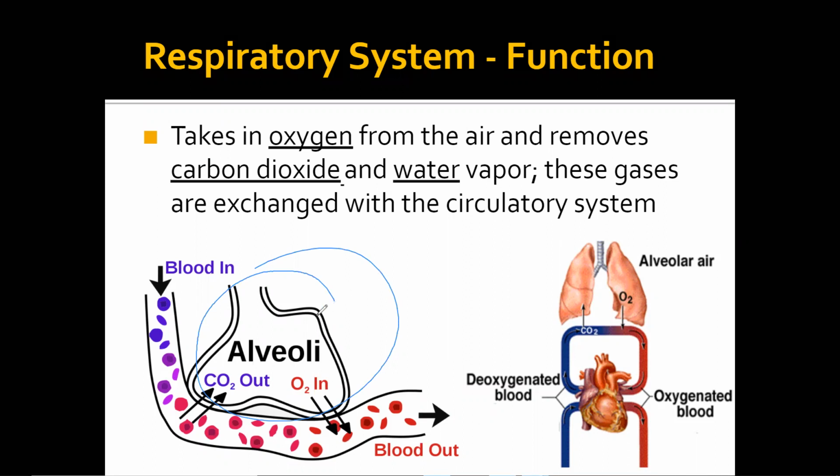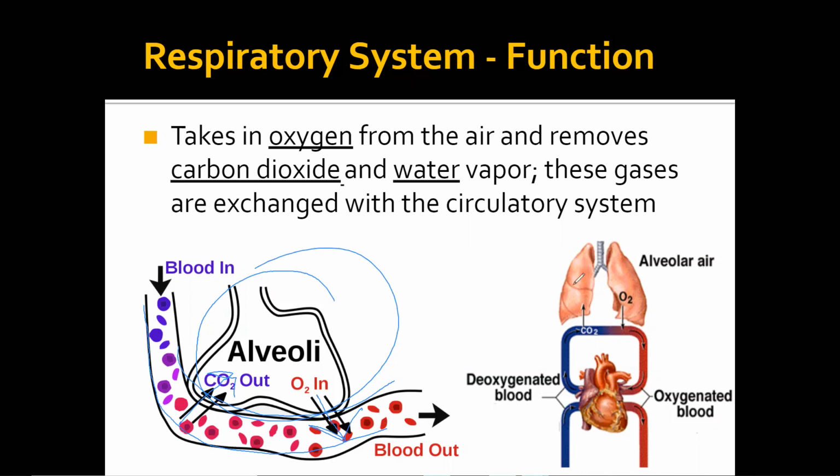Now, alveoli have very, very thin walls, 1 cell thick, as do your capillaries. So what you're seeing here is a tiny, tiny capillary that is 1 cell thickness and an alveolus that's 1 cell thickness. And what's going to happen is that carbon dioxide is going to diffuse into the alveoli, and the oxygen in the alveoli is going to diffuse into the capillary, into the red blood cells, so that your red blood cells can become oxygenated and then continue to deliver gases to your cells where they're needed.